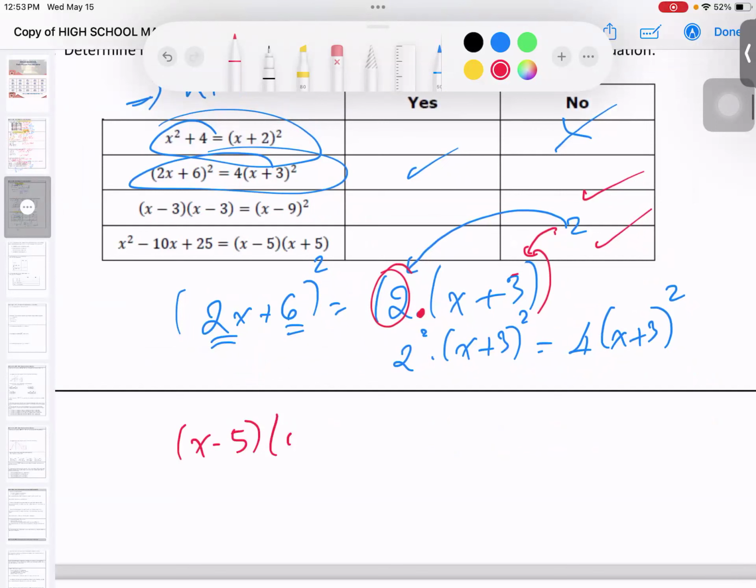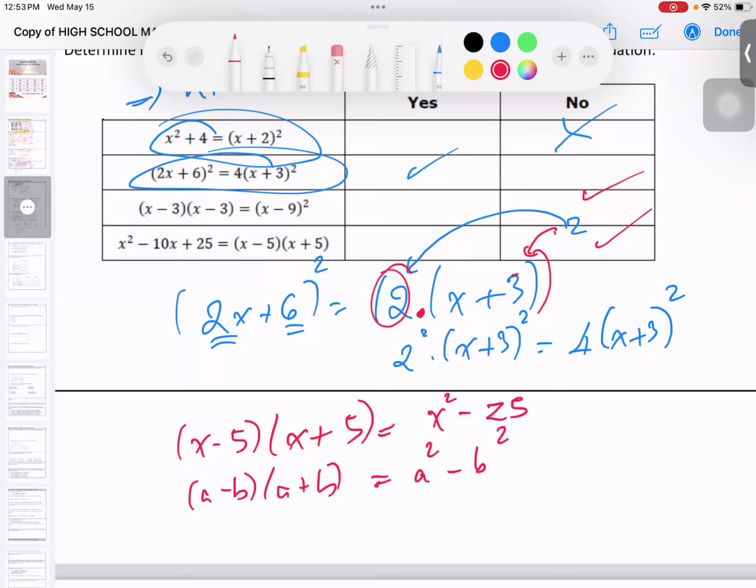Let's look at the right side. Let's look at the right side. In this form, what is it equal to? (a minus b) times (a plus b) equals a squared minus b squared. So it should be x squared minus 25, not this thing. So this answer is no. This is kind of tricky, is it? Yeah.